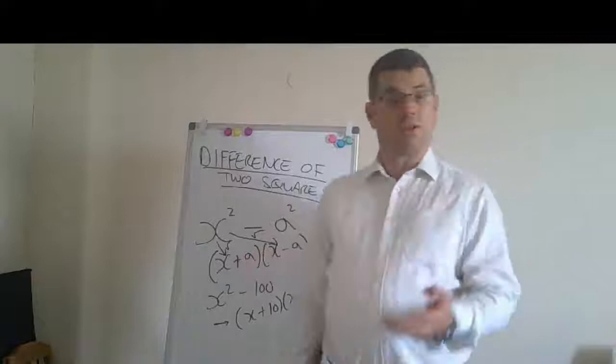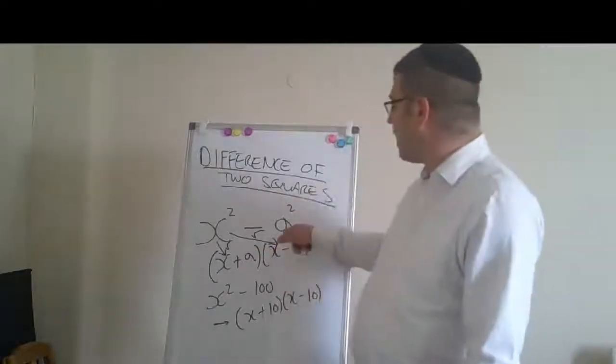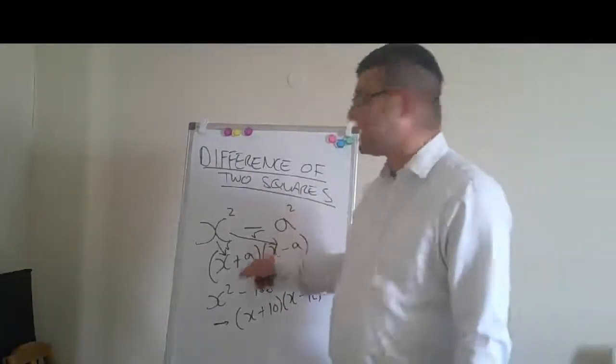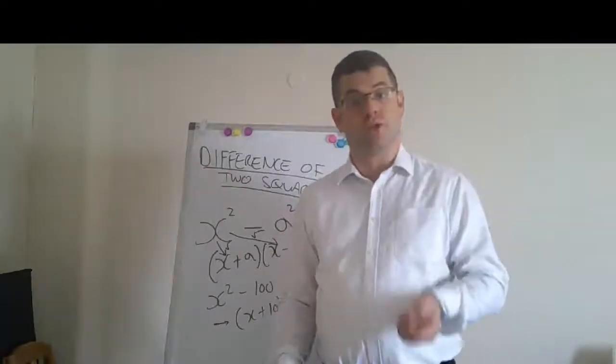When you go into the factorisation, into the bracket, you have to square root this number. Notice it goes from a squared to a. That is done via square rooting.